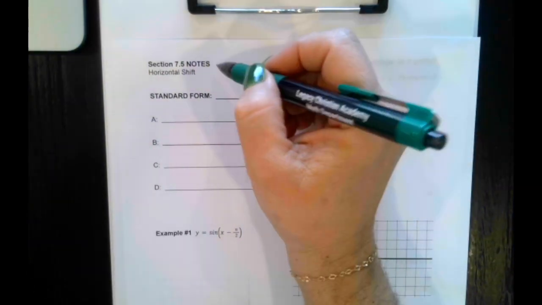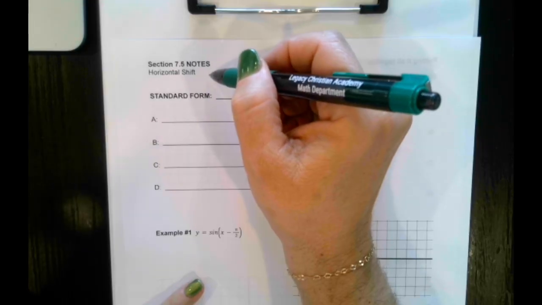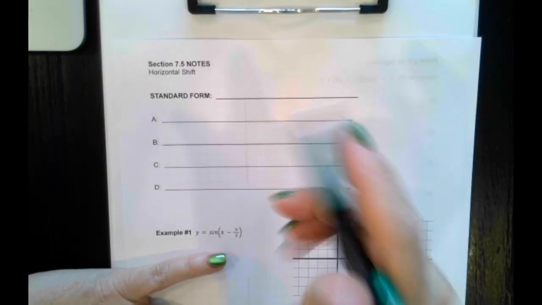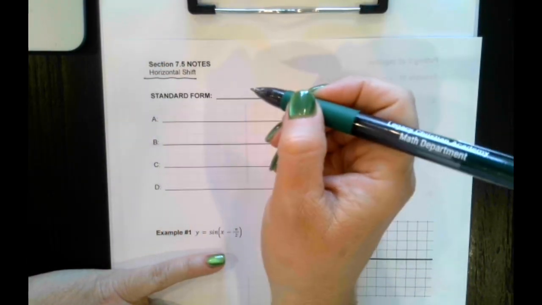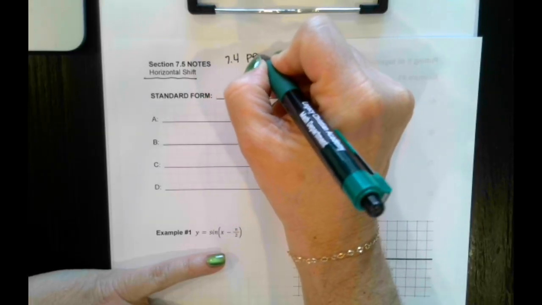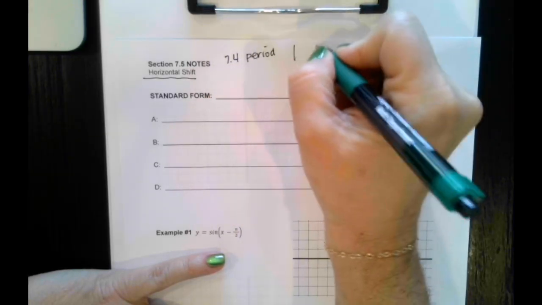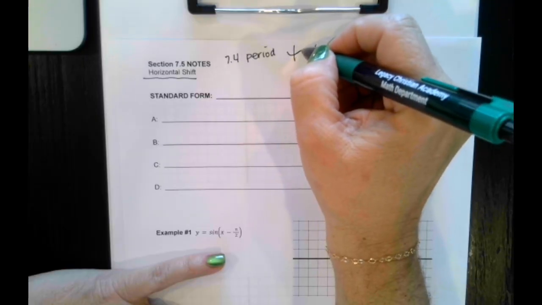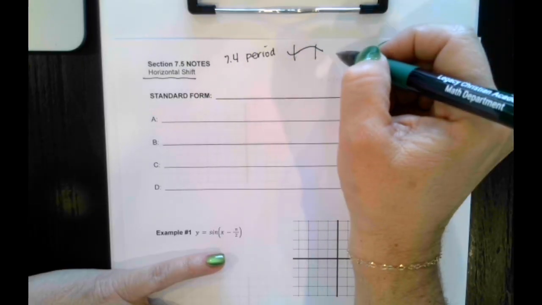Right, so we're on to the next set of notes, which is 7.5, and really what we're doing here is putting it all together. We're highlighting this concept of a horizontal shift. In notes 7.4, we dealt with the period, and the period tells us how far we repeat. Now we're going to look at this horizontal shift left and right.